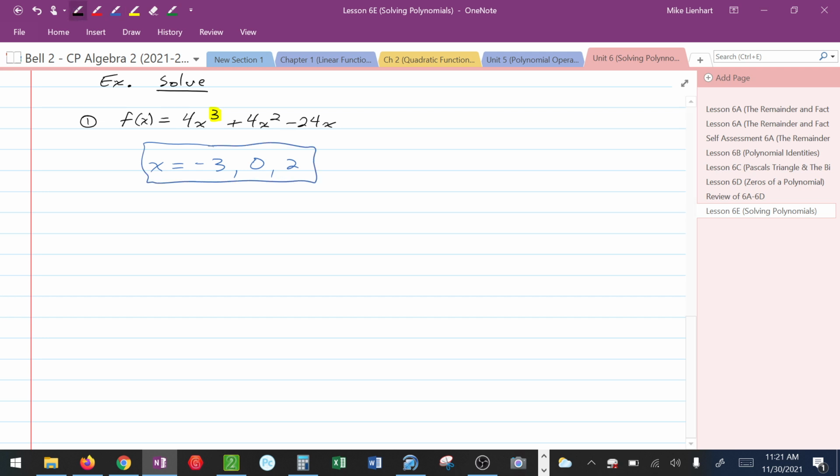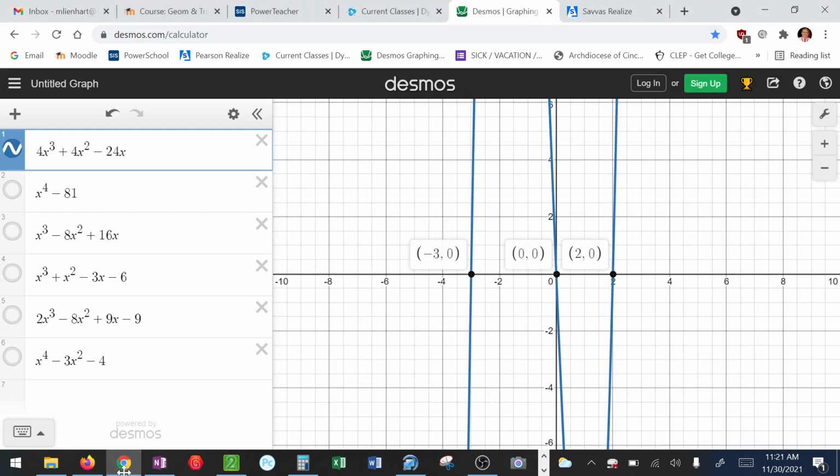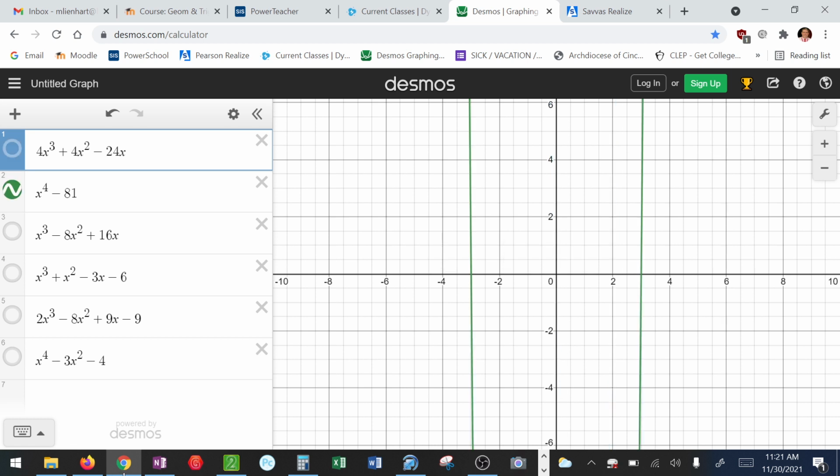All right, so let's look at a second equation here. Let's say that g of x is equal to x to the 4th minus 81. I know for this problem I'm supposed to get 4 answers. So the first thing I want to do is take this equation and graph it. So I'm going to come back over to my graph. I've got it entered in there. I'm going to turn that off.